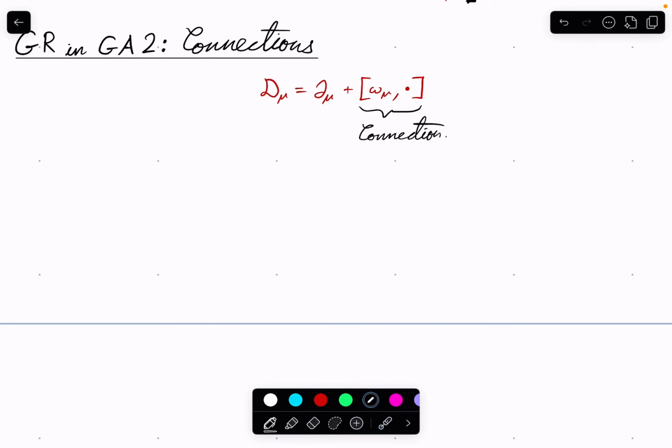All right, welcome to episode three, not two, of general relativity in geometric algebra. And this will be talking about connections. And if you recall from the covariant derivative, this right here is the connection.